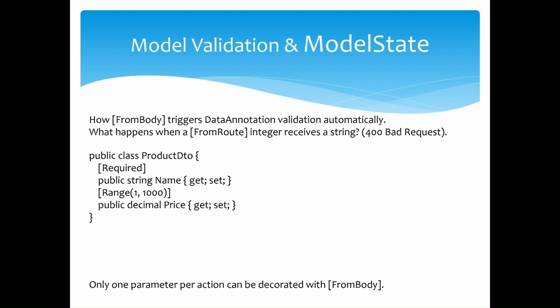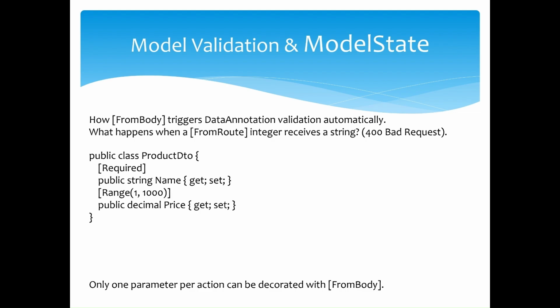Now let's talk about security and data integrity: model validation. When you accept input from a client, you should never trust it blindly. When using FromBody, the model binding engine automatically triggers data annotation validation rules. For example, look at the product DTO class. We have marked the name property as required and placed a range restriction on the price. If the client sends an empty string or a negative price, the engine catches it, sets ModelState.IsValid to false, and allows us to return a clean 400 Bad Request.